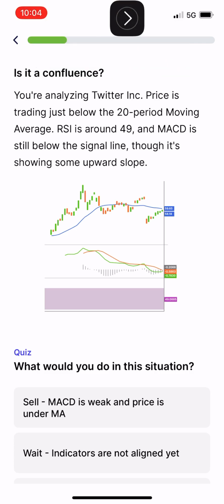Is it a confluence? You're analyzing Twitter Incorporated. Price is trading just below the 20-period moving average. RSI is around 49, and MACD is still below the signal line, though it's showing some upward slope. Quiz: what would you do in this situation?